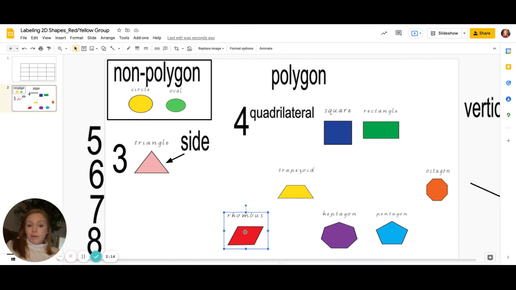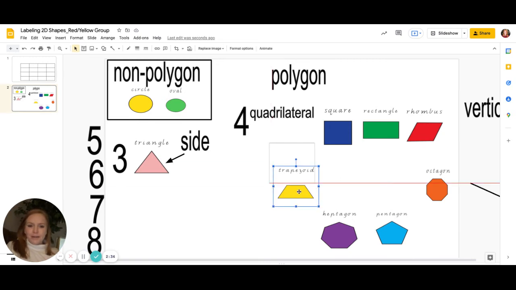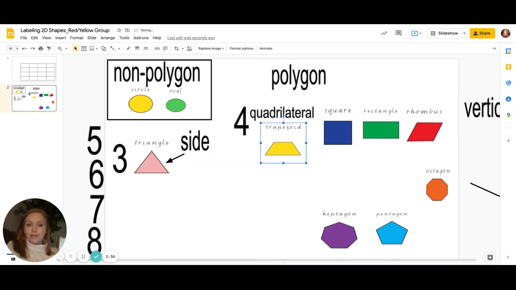Next one would be maybe a rhombus. We used to call this a diamond, but now we call it a rhombus. A rhombus is like a square. It has 4 equal sides, but it has small angles on the inside, so it kind of looks squished. And our last quadrilateral, can you guys help me find it? The trapezoid. Good. The trapezoid is interesting because the sides are equal, but the top and bottom are not equal. Okay, next we're going to do our 5-sided shape.